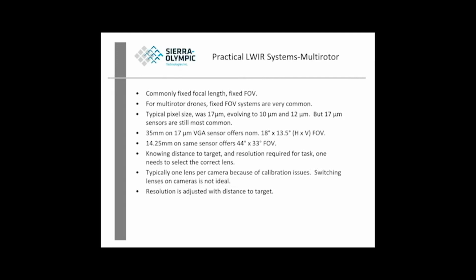Key is knowing the distance to target, the resolution required for your task, and then picking the right lens. Keep in mind, with the uncooled microbolometers, it's basically one lens per camera. You can switch lenses, but it's not ideal. And you change your resolution. When you have a fixed field of view, the only way to change your resolution is to move closer or further away from the target.